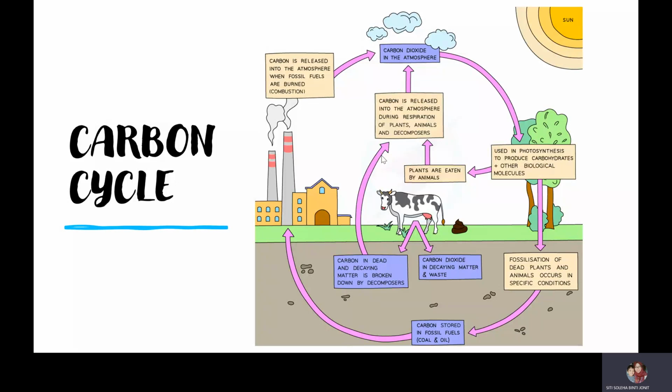Okay, so how is carbon dioxide removed from the atmosphere? It is removed by the photosynthesis process. Photosynthesis is the process of producing glucose and oxygen from carbon dioxide and water in plants in the presence of chlorophyll and light. Carbon dioxide also dissolves in the water in seas and oceans and is removed by shellfish for making their calcium carbonate shells.